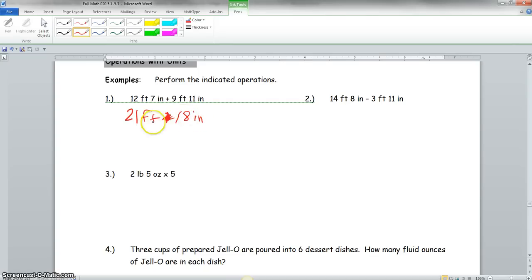So we have 21 feet, 18 inches. What we need to do is change these inches to feet. Now we know it's 12 inches in a foot. So all we have to do, 18 minus 12, we know that will leave us 6 inches. So we would take the 1 foot and add it to this 21 feet. So our final answer will be 22 feet, 6 inches.